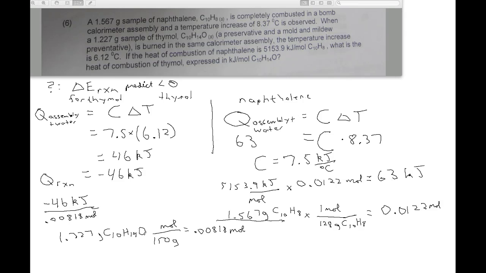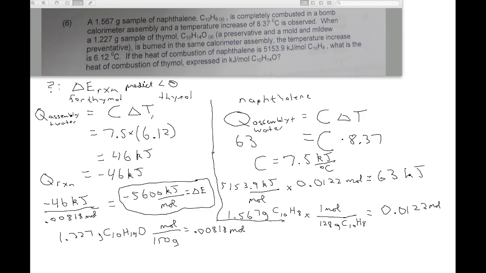And that is equal to negative 5,641 kilojoules per mole of thymol, and that's the heat of combustion. So delta E for thymol is equal to negative 5,641 kilojoules per mole of thymol. Does that match our prediction? Yes. Because it's negative. Okay, so that was a harder problem than the ones before.